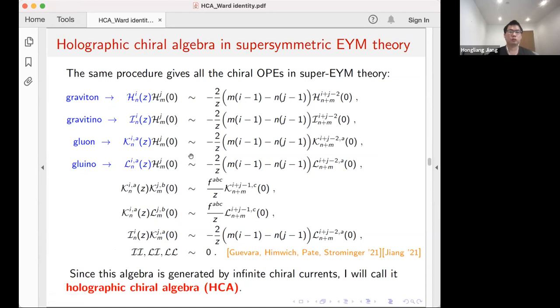So this set of OPEs define an algebra, and the bosonic part was derived by Guevara, Himwich, and Strominger. So I found the fermionic completion. And this algebra was called the holographic symmetry algebra in this paper, but I feel it's better to call it the holographic chiral algebra because this algebra is generated by an infinite number of chiral currents.